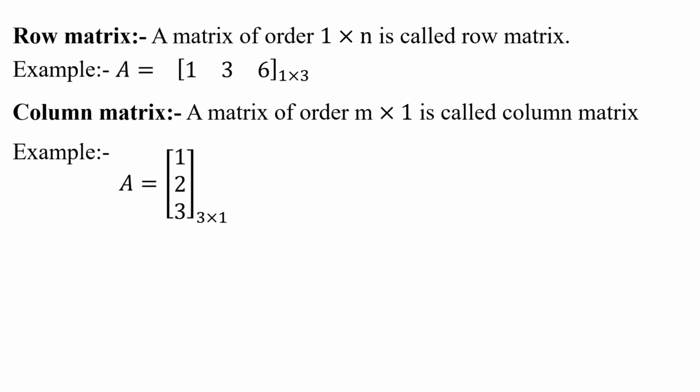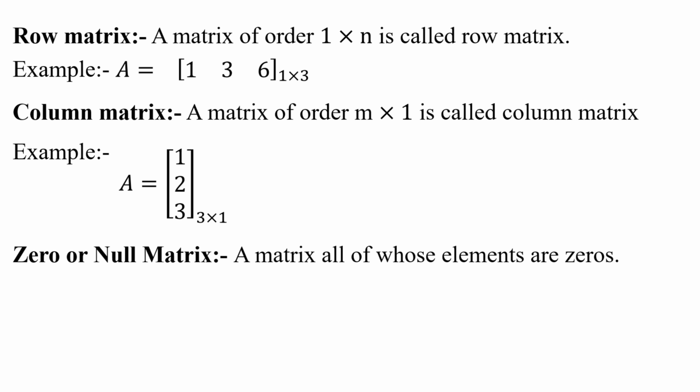Okay. So then comes the zero or null matrix. As the name suggests, a matrix all of whose elements are zeros is called a zero matrix. It will be represented by O.